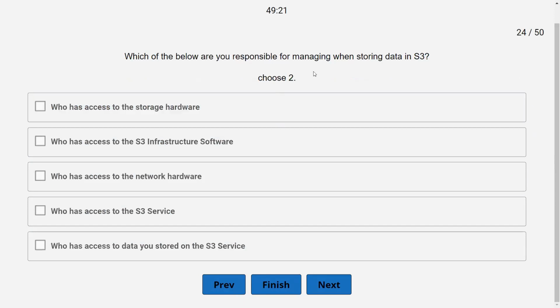Which of the below are you responsible for managing when storing data in S3? Choose two.